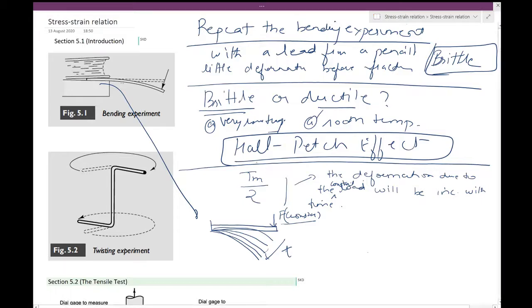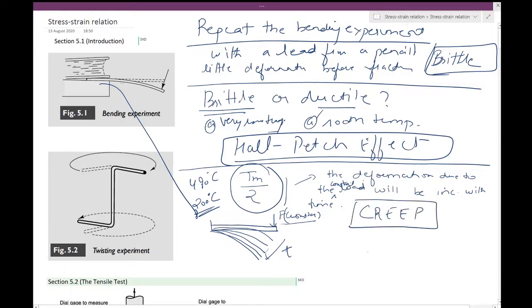Okay, this is indicated by this Tm by 2, the melting temperature by 2. And for steel normally this is around 480 degrees Celsius, and for aluminum the author says it is around 200 degrees Celsius. So this is what will happen. This is called creep. Okay, the deformation will increase with time despite having a constant load. You are not increasing the load, but the deformation keeps on increasing.